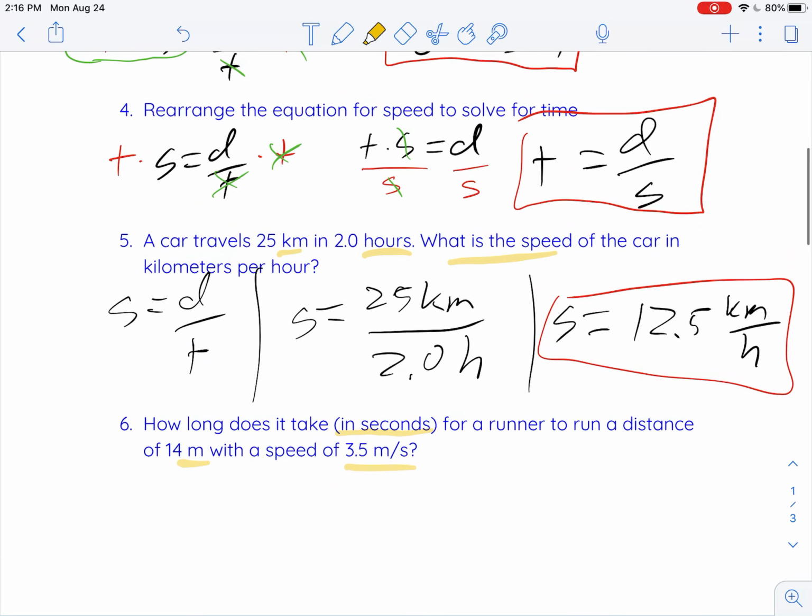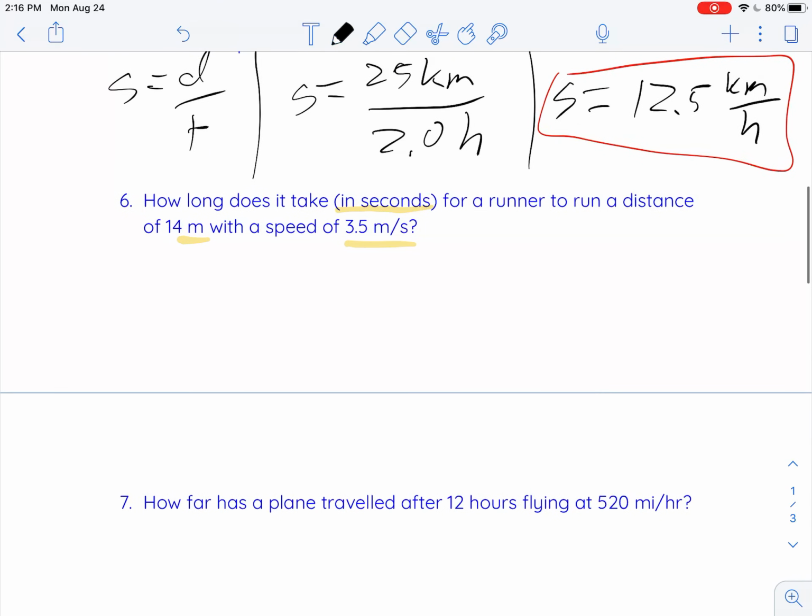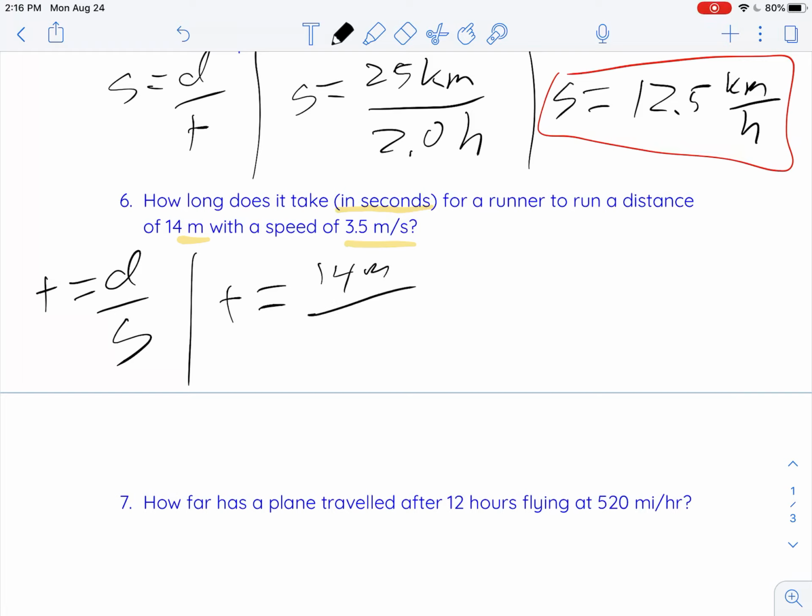If I scroll back up here, I can see time is equal to distance divided by speed. So I'm going to start by writing that. Time is equal to distance divided by speed. That's my first step. Then I'm going to sub in the information that I have. My distance is 14 meters, and I'm going to divide that by my speed of 3.5 meters per second.